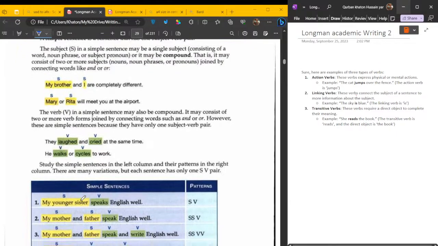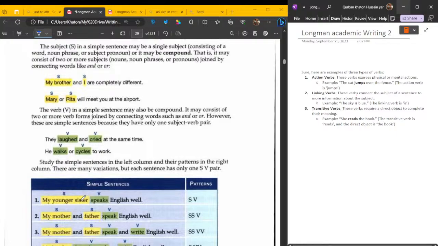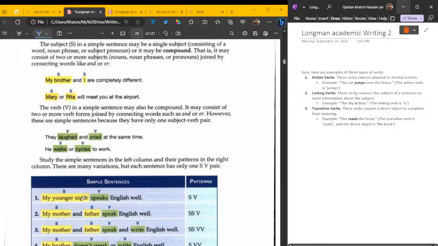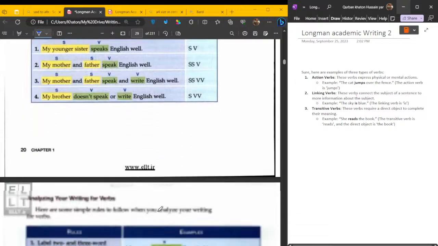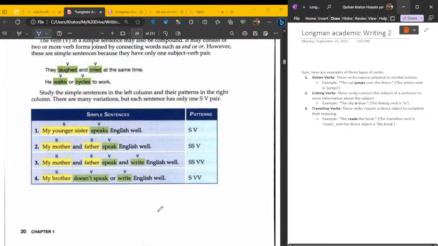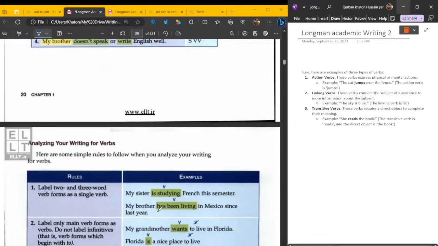Study the simple sentences in the left column and their patterns in the right column. There are many variations, but each sentence has only one SV pair, subject-verb pair. My younger sister speaks English well. So subject and verb pair, SV, SSV, SSVV. Okay, so we have SVV. My brother doesn't speak or write English well. So these are the simple sentences.